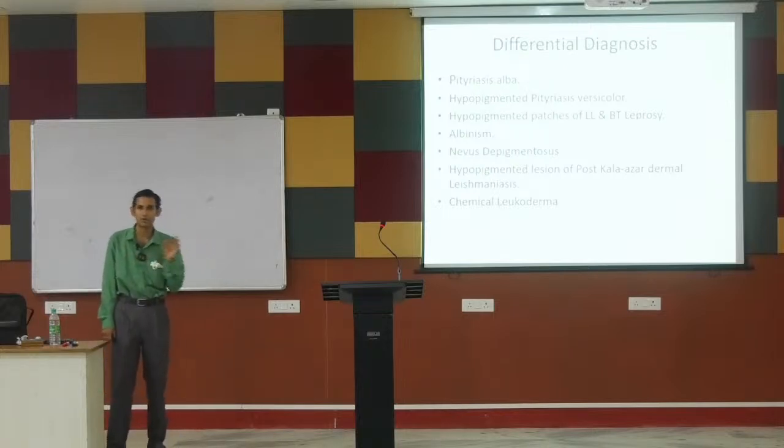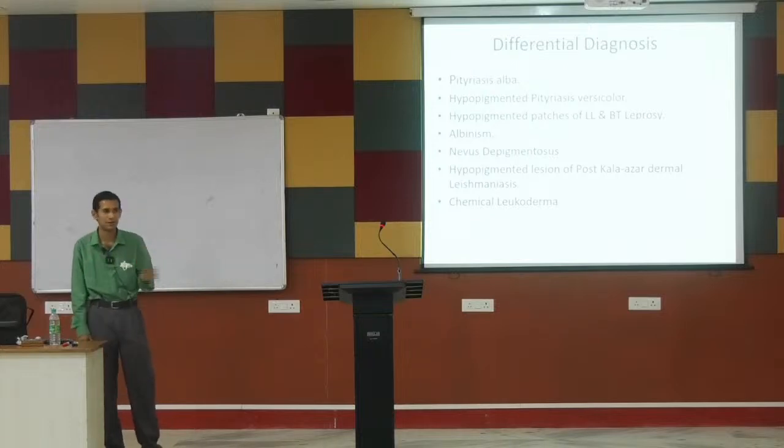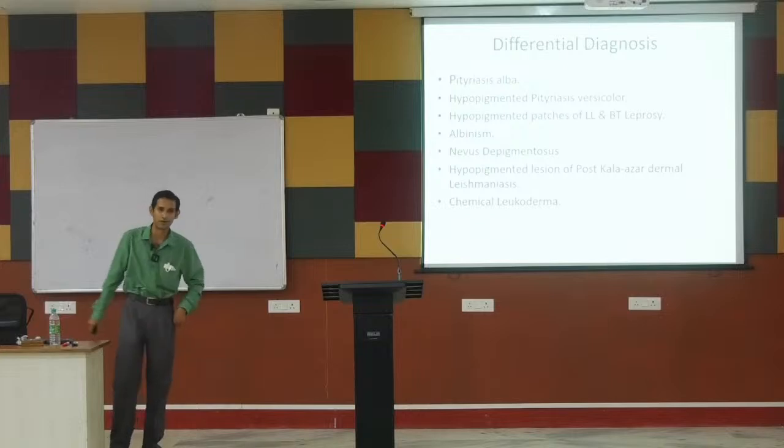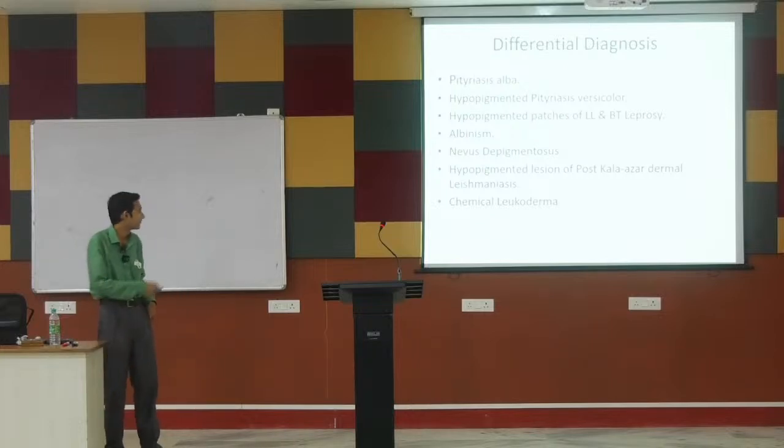But in vitiligo, there is no thickening of the nerve. There is no loss of sensation. But in Hansen's disease, you will find loss of sensation. All the sensations will be lost, like pinprick, crude touch, fine touch, temperature sensation. And also there is thickening of the nerve, which usually gives the diagnosis of lepromatous leprosy or borderline tuberculoid leprosy. Number 4 is albinism.